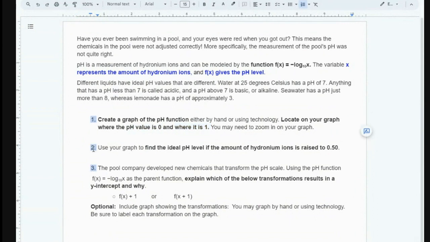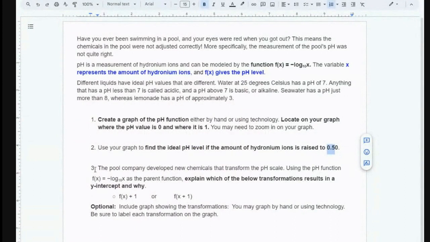Number 2, use your graph to find what is the pH level if the hydronium ions is 0.5. So what's the pH? Look at the graph. Give that answer. What is the pH level if x equals 0.5?